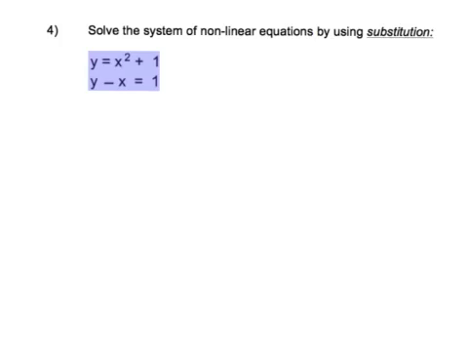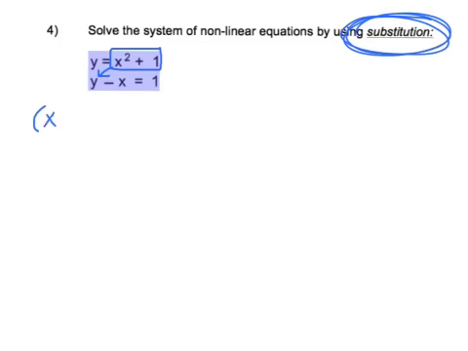For number 4, we need to solve the system using substitution. So I'm going to set this up 2 different ways, and then we'll solve. For substitution, when we don't have both equal to y, what you do is you take what y equals, you substitute it in for the y. So we would say y, or y is actually x squared plus 1, minus x equals 1.